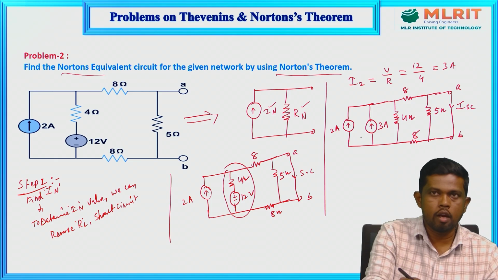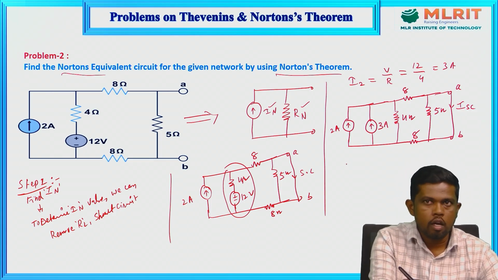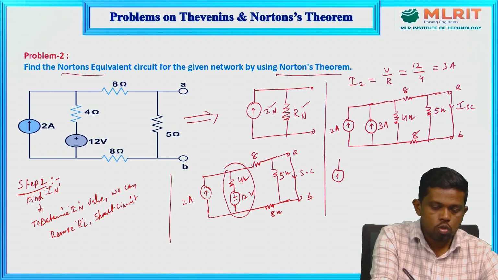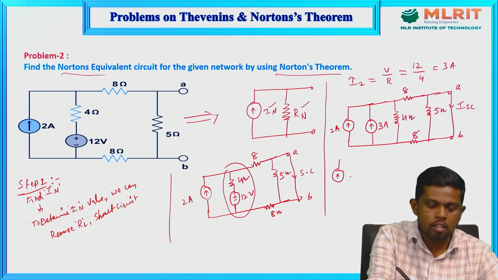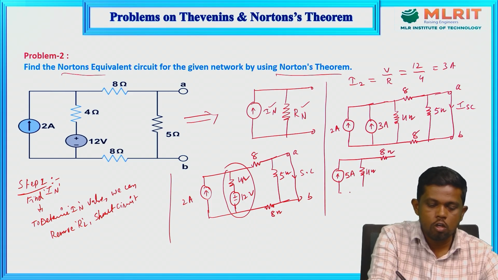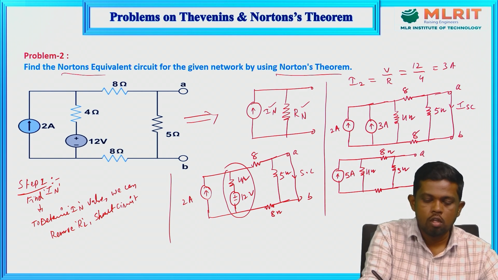Because both are current sources having the same polarity, we can simply add the current sources, which converts them into a single current source network. So the combination of these two, both having the same polarity, we can simply add them. That's why we get the 5 ampere source, and this is the 4 ohm branch element. This is the 8 ohm branch, and this is one more 8 ohm branch, and this one is a 5 ohm branch. So these are the short circuit terminals, the AB points.